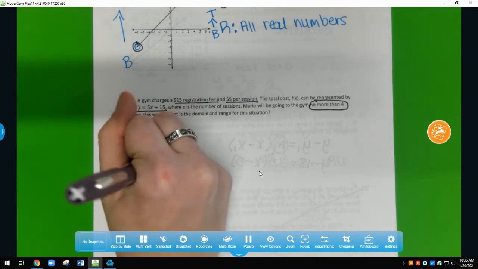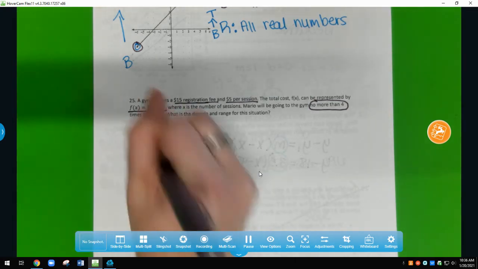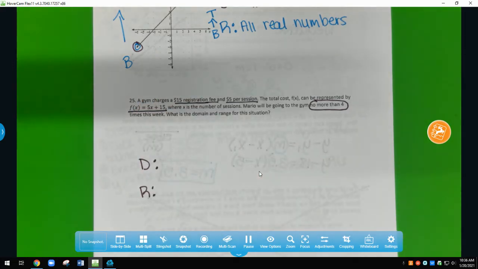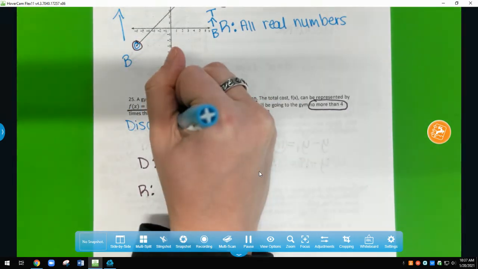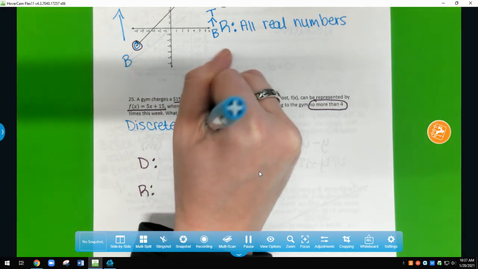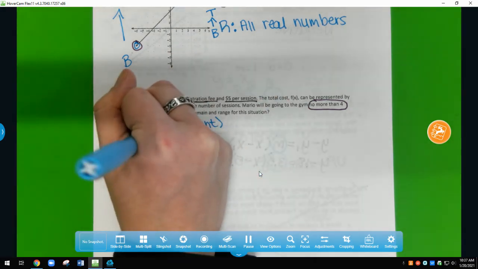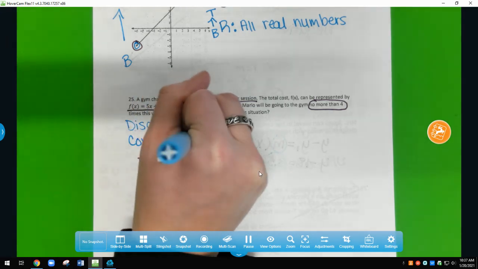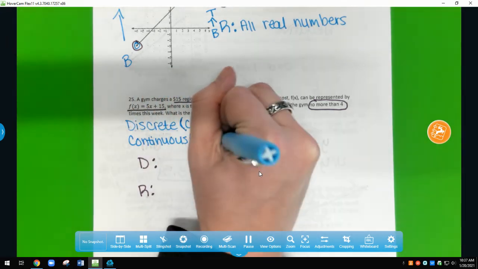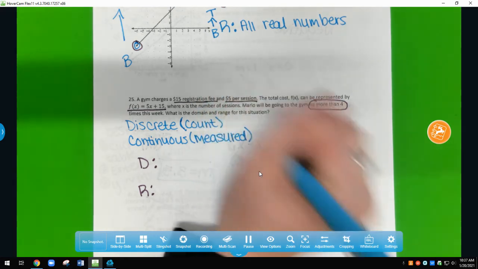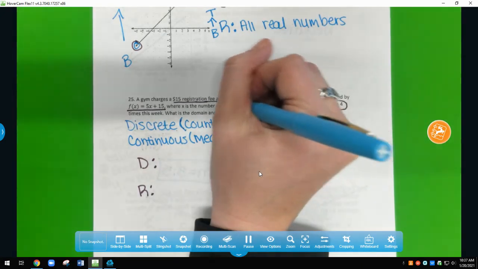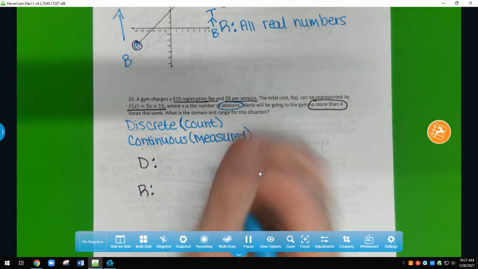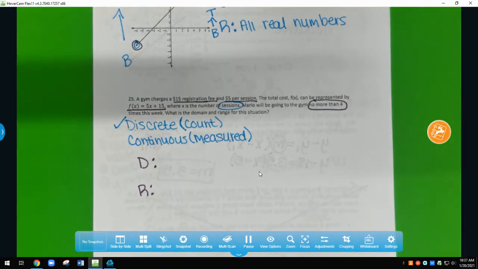So, before we decide that, we need to decide, is this function continuous or is it discrete? Okay, remember, discrete is something you can count. Continuous is measured. So we are dealing with sessions. So I'm going to count the number of sessions, so it's going to be discrete.